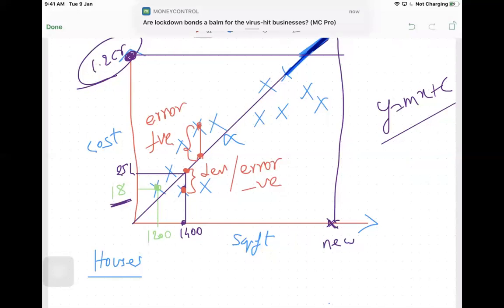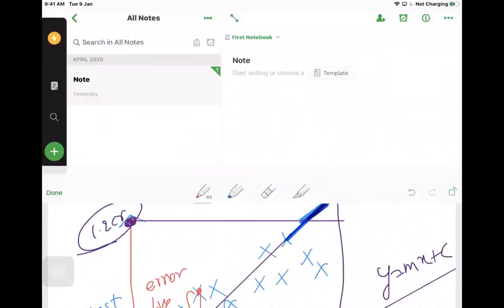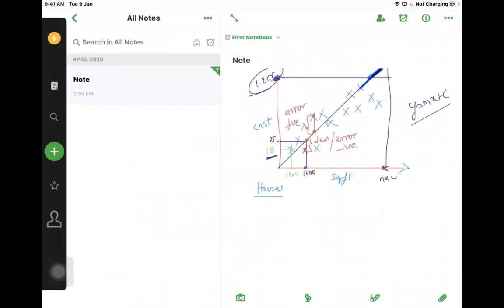Like that, when you fit a particular regression line, it is possible that your predictions and your actual values might have a slight deviation in the predicted cost and the actual cost. Okay, so let's quickly take another example.